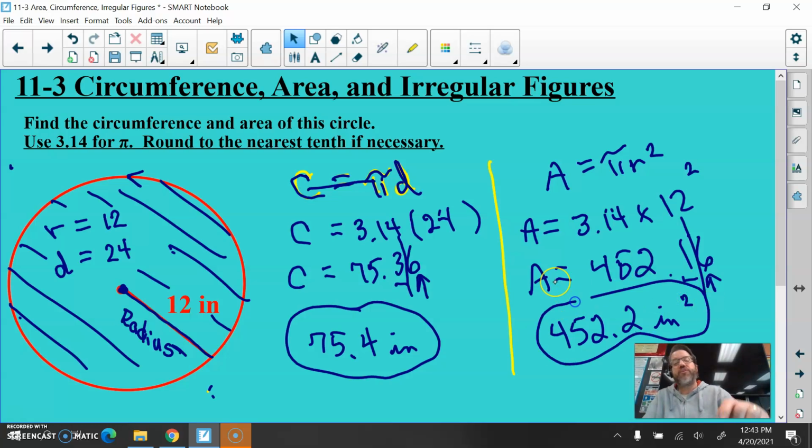Okay, so yes, we've already talked about how to find circumference a couple lessons ago, and then in our last lesson we talked about how to find area of a circle. So this is just a review, but there you go. That's your circumference, and this is your area, rounded to the nearest tenth of this circle.